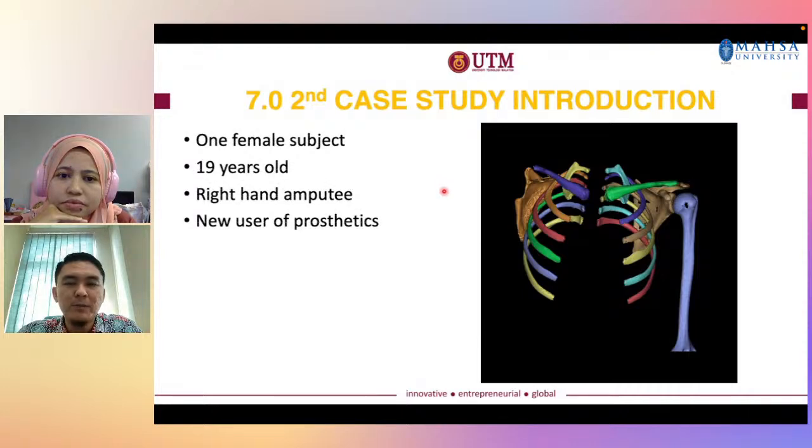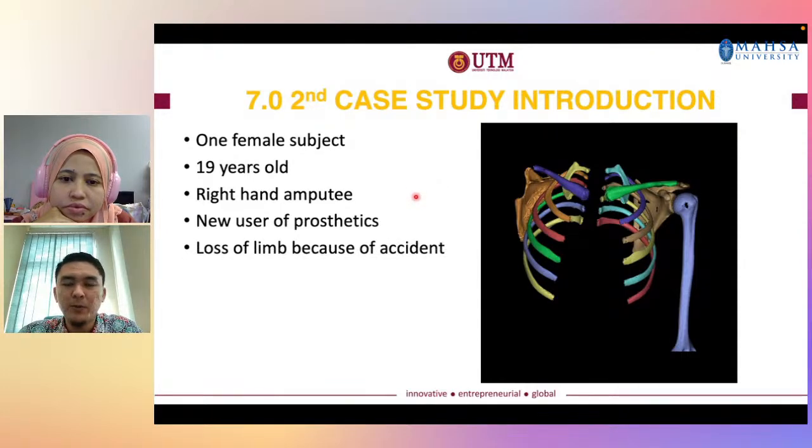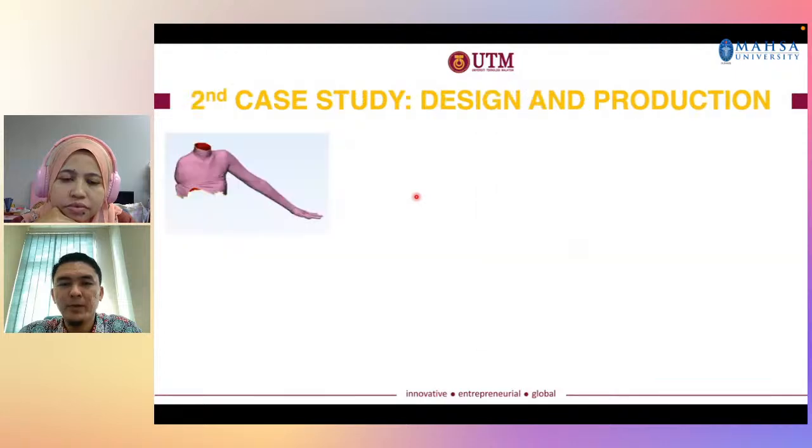Okay, so one female subject, 90 years old. She is a new user of the prosthetic, and she lost her limb because of an accident. And then how did we develop the prosthetic hand?